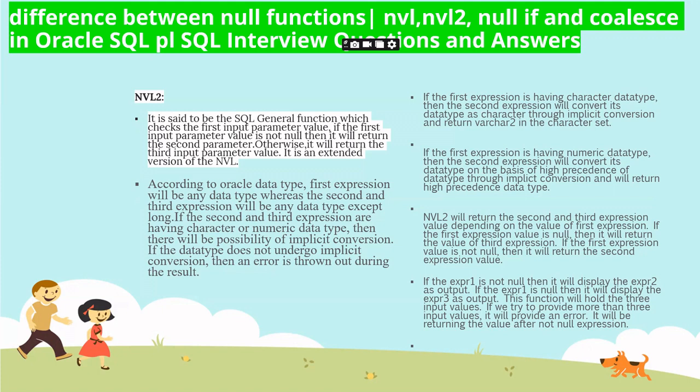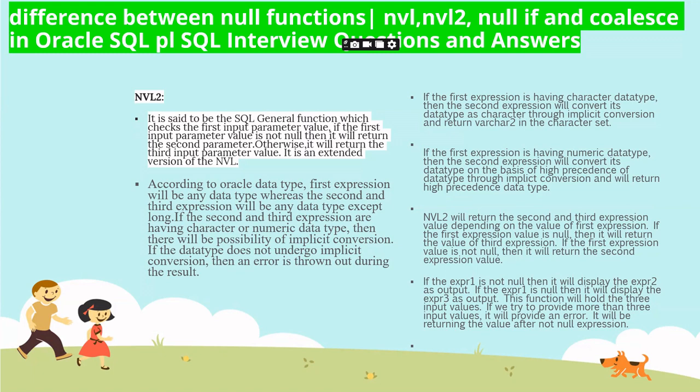If the first expression has a character data type, then the second expression will convert its data type to character through implicit conversion and return varchar2 in the character set. If the first expression has a numeric data type, then the second expression will convert its data type on the basis of the highest precedence data type through implicit conversion and will return the higher precision data type.